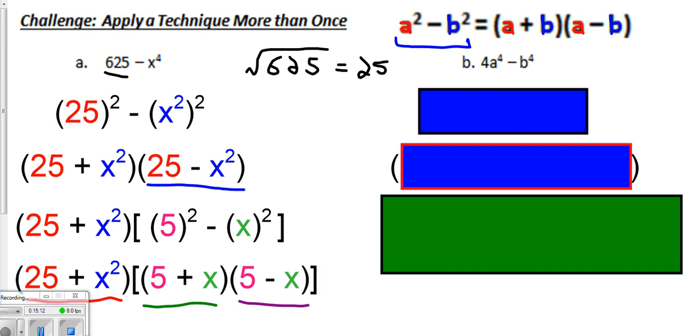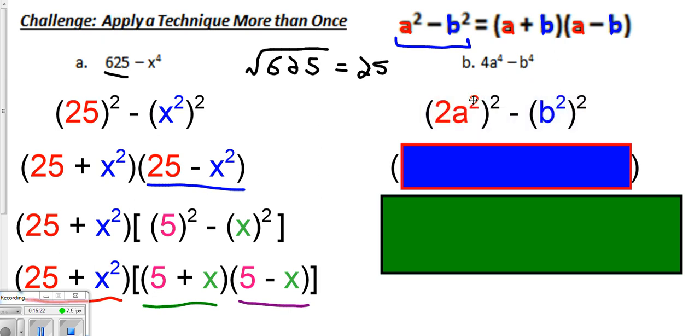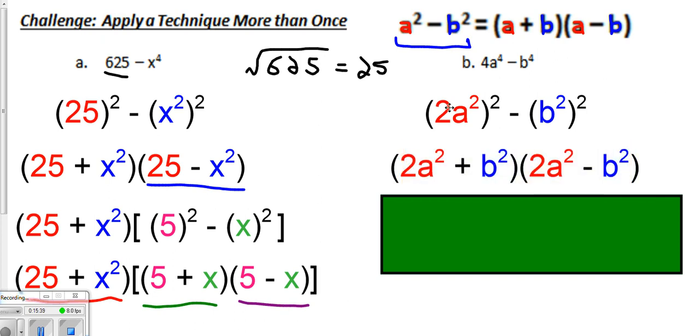And last but not least, this example says we have 4a to the fourth minus b to the fourth. We can recognize that as 2a squared, that amount, to the second power, subtract b squared, that amount, to the second power. Now that we've set it up to look like this, a difference of 2 squares, we just plug everything in like we did before. This 2a squared was our red value, all of our a's here.